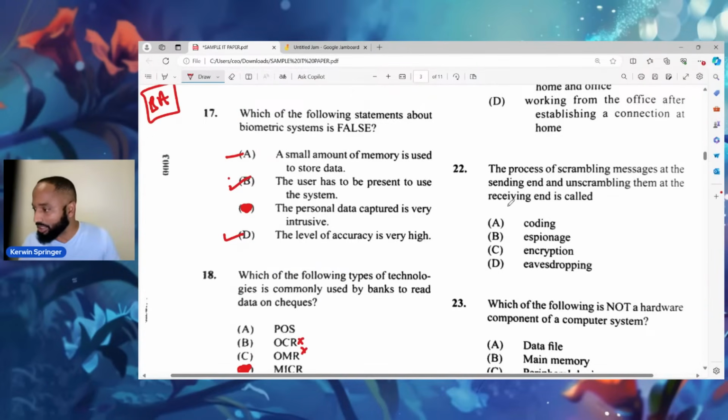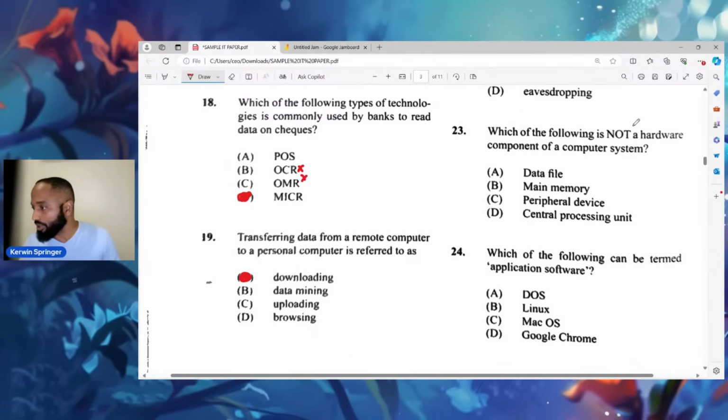The process of scrambling a message is encryption, right? Every time they say scrambling message, then receiving, encryption. Which of the following is not a hardware component of a computer system? Data file, main memory, peripheral device. So a data file. A data file is software, right?